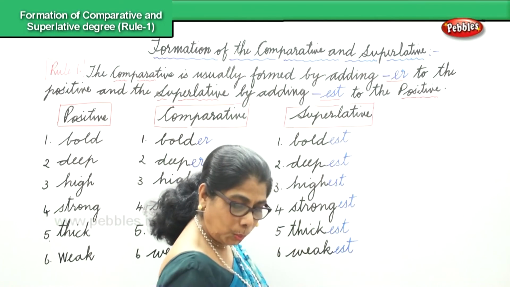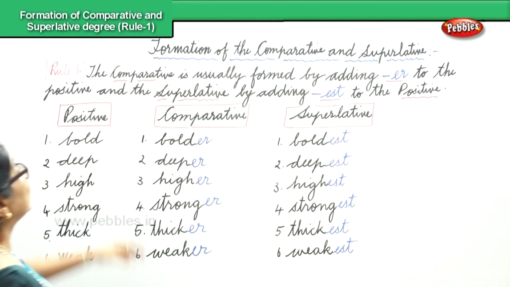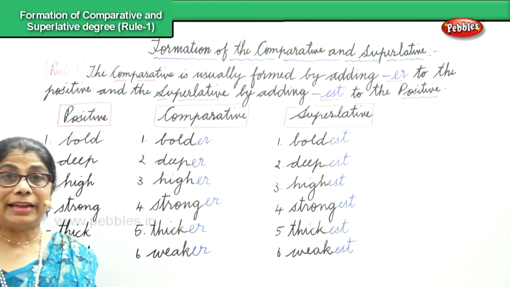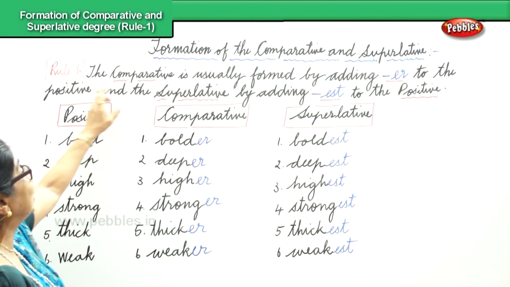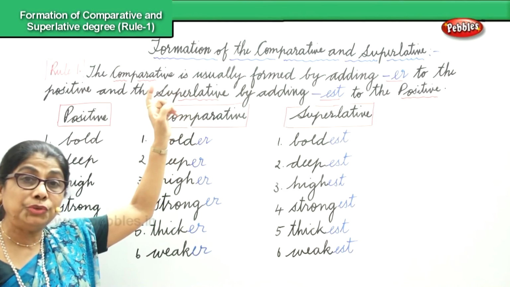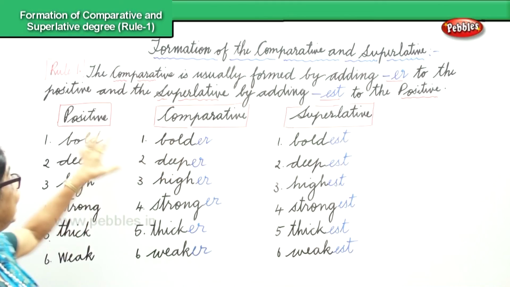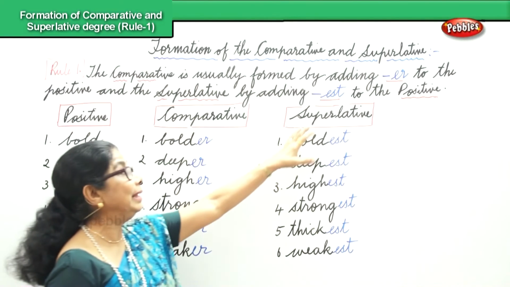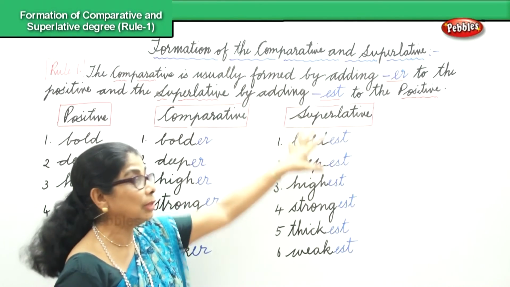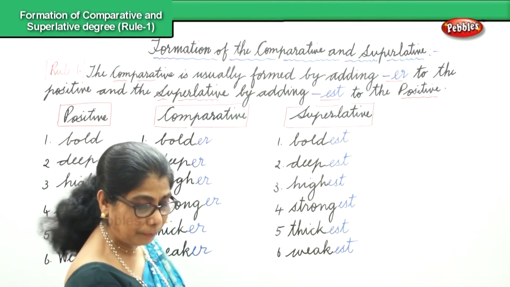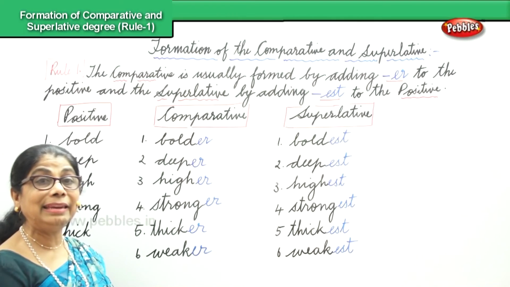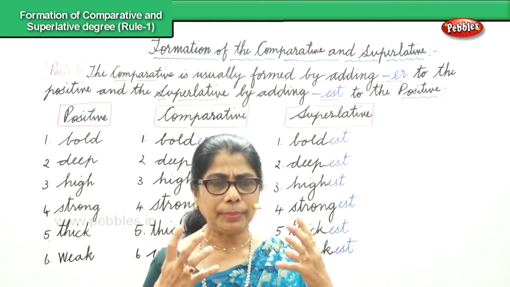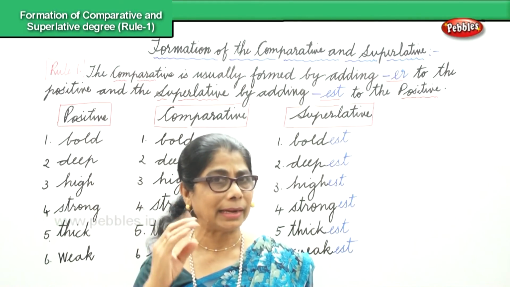Now here, we have formed the comparative and the superlative degree of adjective. That's what we are doing. And the rule number 1 says, comparative is usually formed by adding ER to the positive, and superlative is formed by adding EST to the positive. And that's what we have done. Let's read it aloud, because when you read and you stress, then you remember.